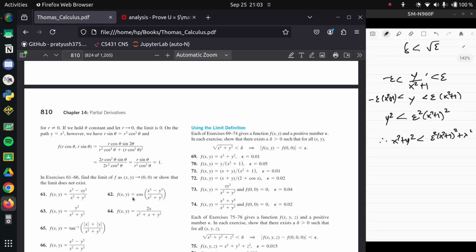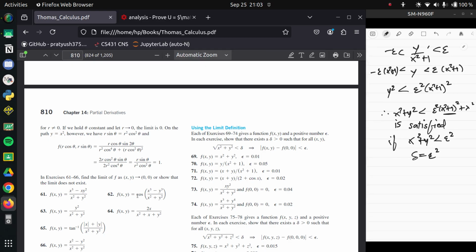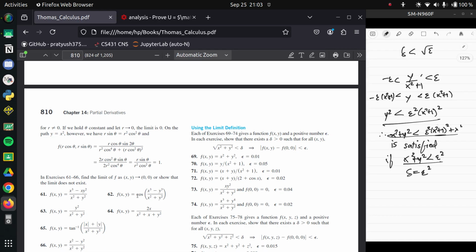So this is satisfied if x square plus y square is less than epsilon square itself, because x square plus 1 is more than 1. So we can just set delta to be epsilon square. If x square plus y square is less than epsilon square, it's also less than this quantity. That means y square is less than this quantity, so you can just take the square root, and this happens, and this happens. And what does that mean? That this is less than epsilon.